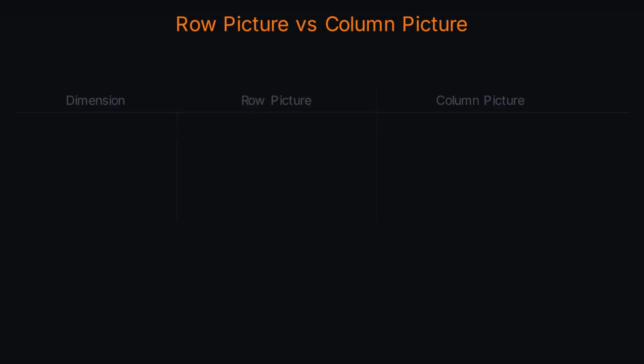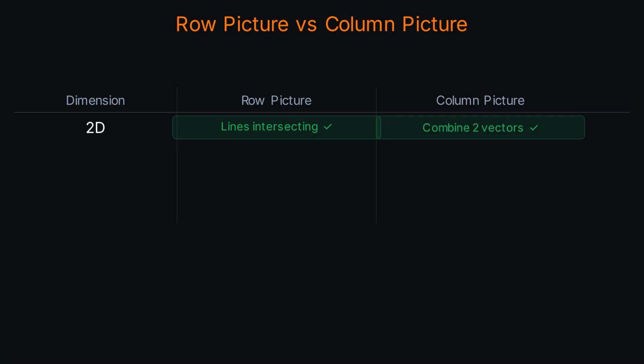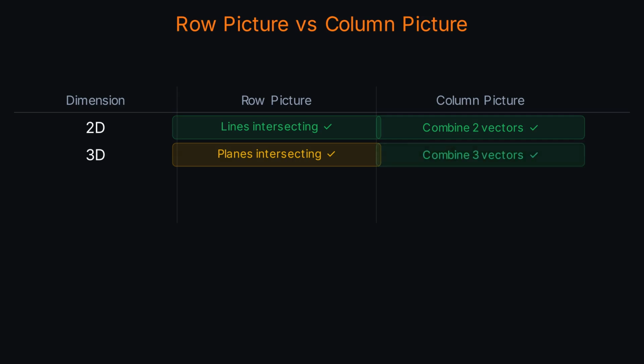Here's the key insight. Let's compare how the row picture and the column picture hold up as we increase the number of dimensions. In 2D, the row picture shows lines intersecting. That works just fine. And the column picture asks us to combine two vectors. Also works great. In 3D, the row picture shows planes intersecting. It's doable, but already getting harder to visualize. The column picture, still just combining three vectors, no problem.